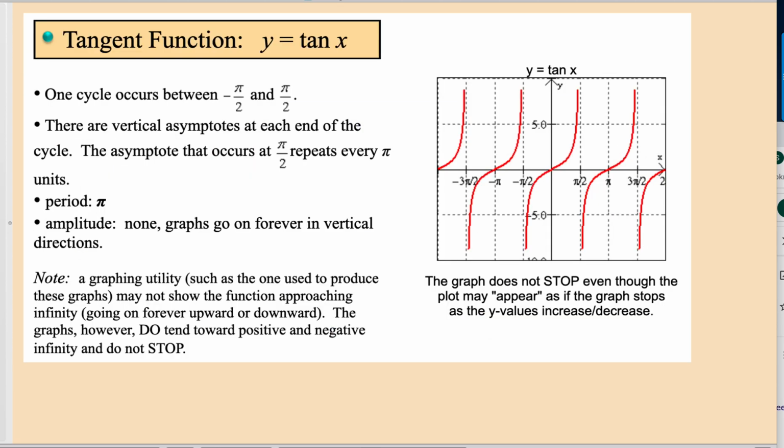Tangent is, remember, sine over cosine. So this is going to be sine of x over cosine of x. And we're going to have a problem when the cosine is 0. And the cosine is 0 at these places, pi halves, negative pi halves, negative 3 pi halves, and so on. So this is going to have asymptotic behavior.